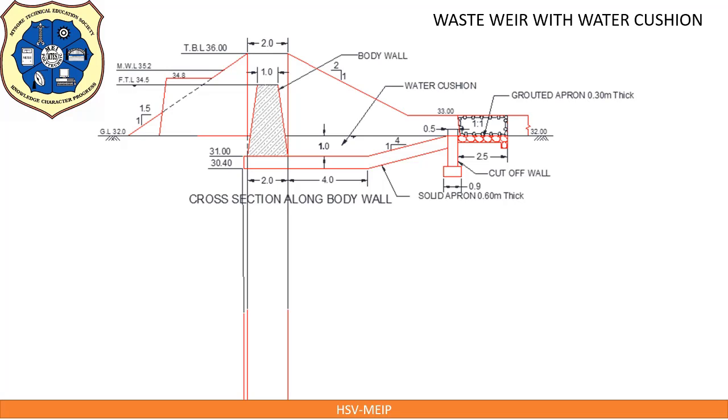Let us start drawing half plan at bottom first. For this, project bottom width of body wall at foundation level, that is 2 meter, and also concrete offset beyond the edge of body wall, like this.